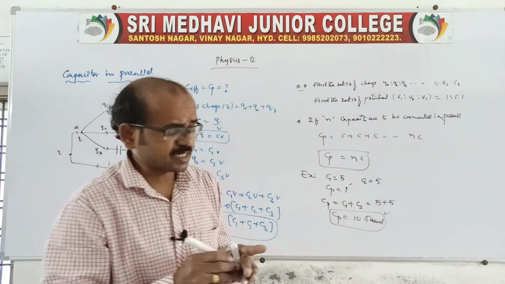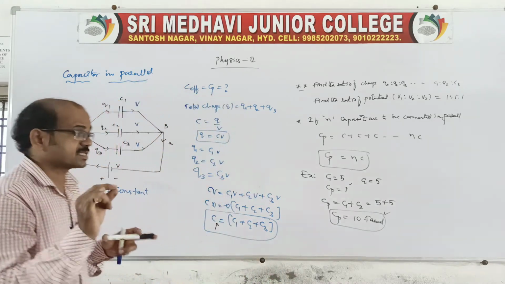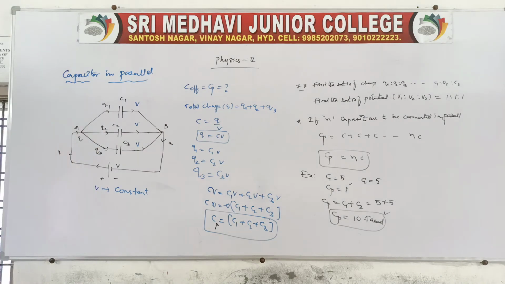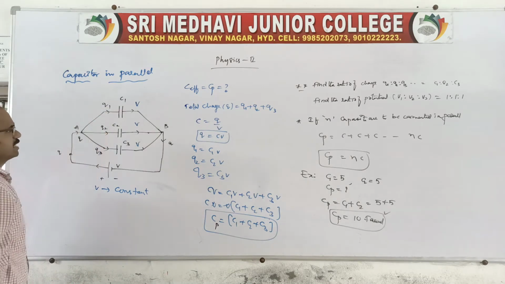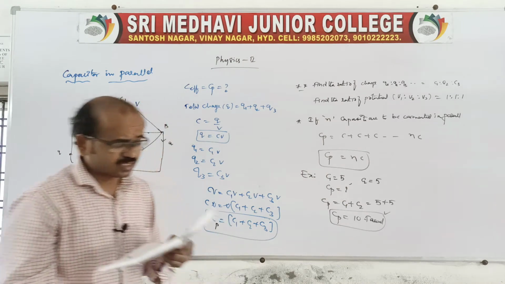In case of a series combination, what happens? It is less. In case of a series combination, the effective capacitance will be less. So like this, we should get the answers, right? Suppose he may ask you to find a charge. Individual capacitors' charge, he may ask you. Yes, of course, we should get the individual charge on the capacitors.